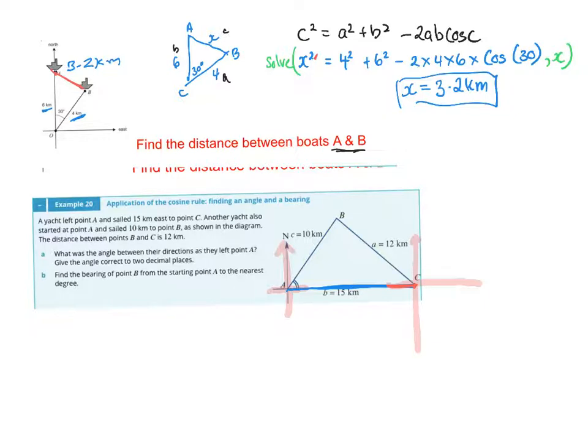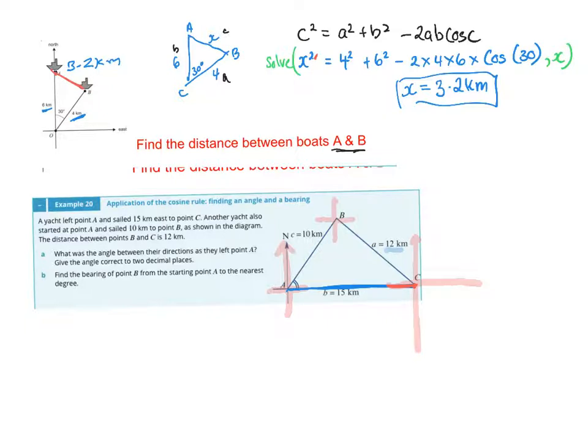Another yacht started at point A and sailed 10 kilometres to point B, shown in the diagram. So it's gone up here to point B. We should really try to put a little compass on that as well, just because it will help if they're going to ask a bearing question. Okay, the distance between them is 12 kilometres. What was the angle between their directions as they left point A? The angle correct to 2 decimal places.